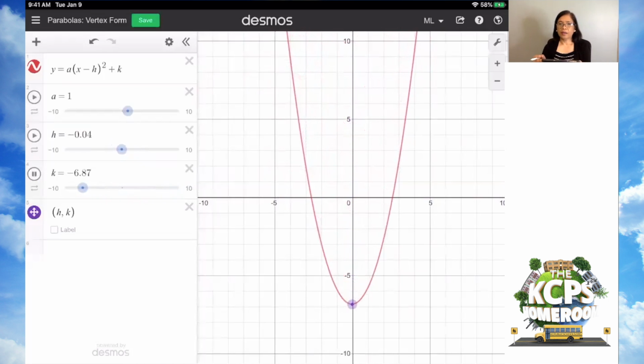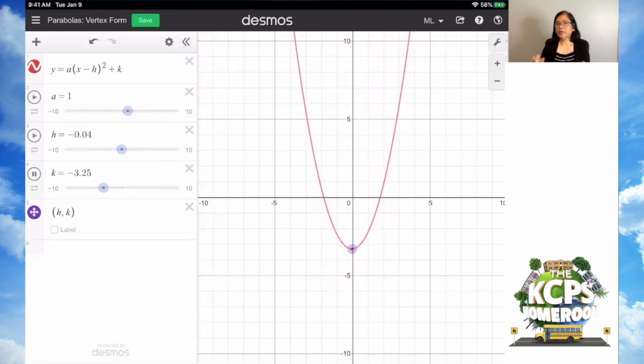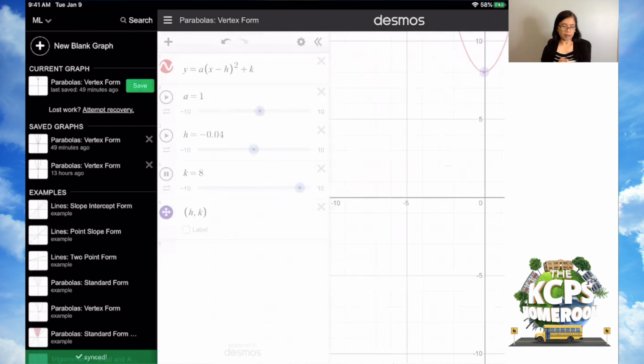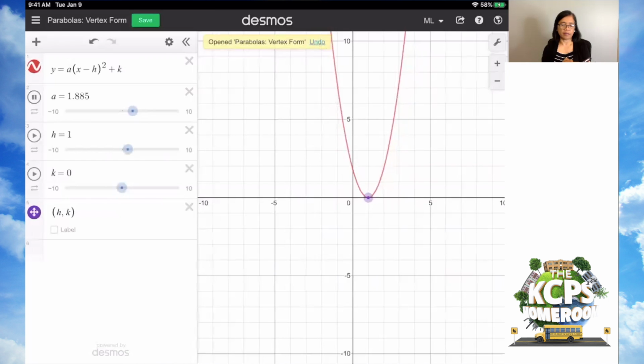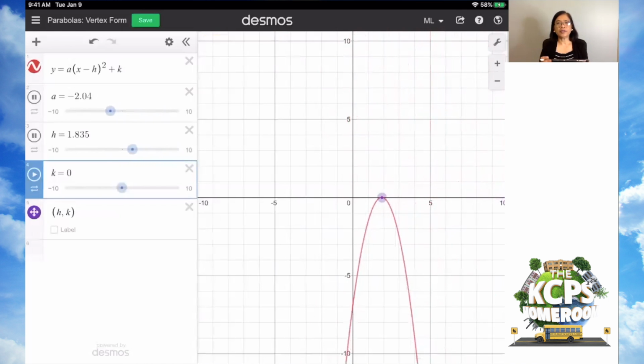For your practice, I want you to Google the Desmos Graphing Calculator and look for the parabolas in vertex form. Then you can just play around and change the value of a, the value of h, then the value of k. So that concludes our lesson for today, and I hope to see you next week.